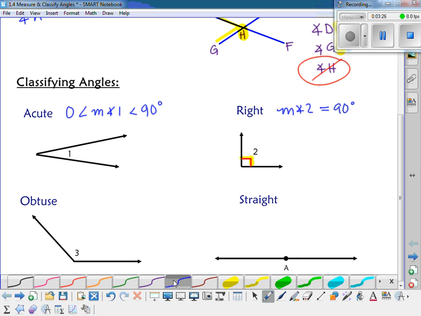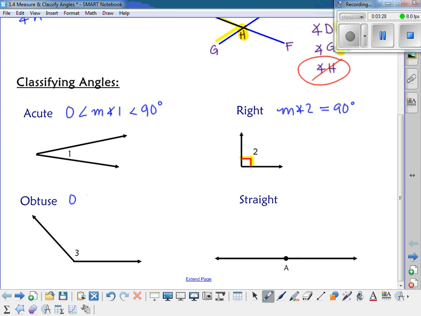An obtuse angle is between 90 and 180, so the measure of angle 3 here is greater than 90 and less than 180 degrees. And then finally, a straight angle is exactly 180 degrees, so the measure of angle A would be 180 degrees.